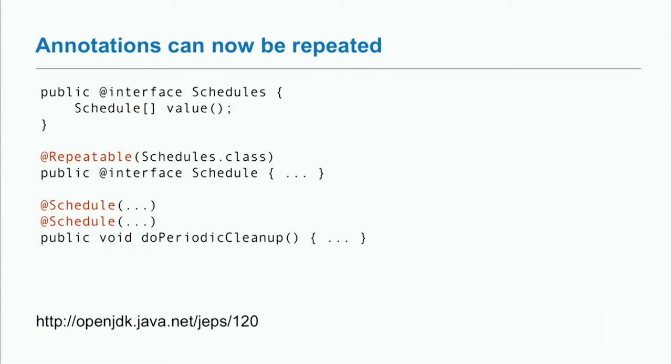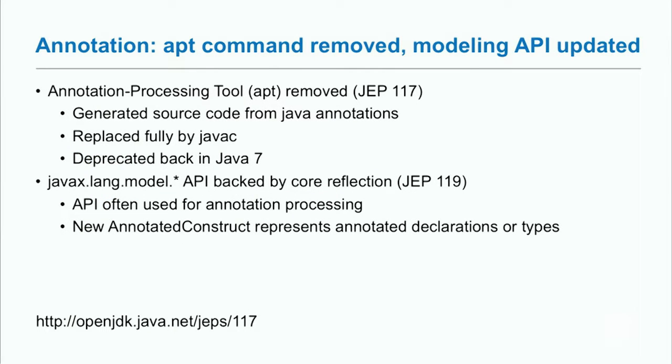And for those who are actually retrieving the annotations and using this functionality, the annotation processing tool was deprecated in Java 7. It's gone as of Java 8. All this functionality has been added to javac, the Java compiler, and there are new APIs available for doing annotation processing using behind the scenes core reflection as well.